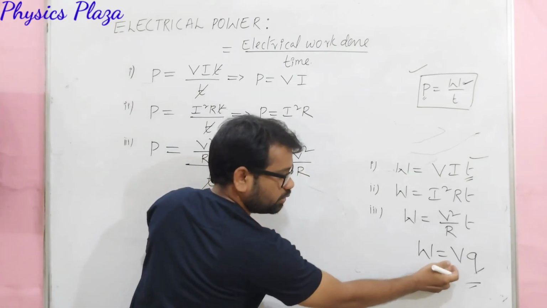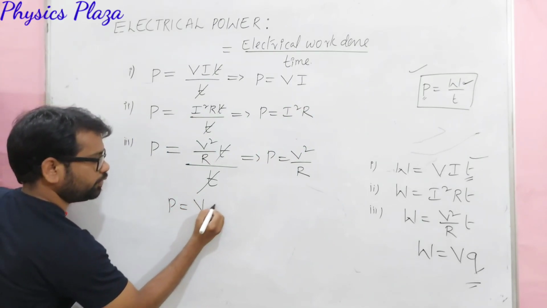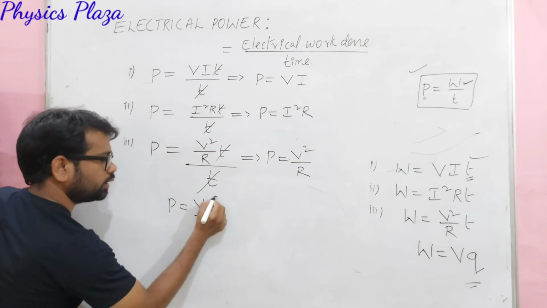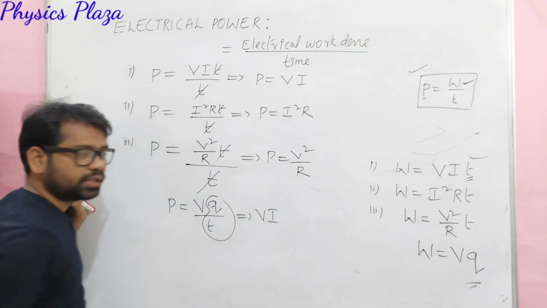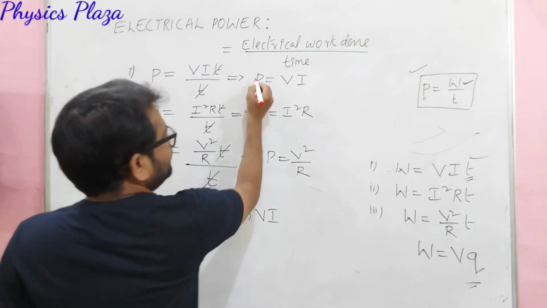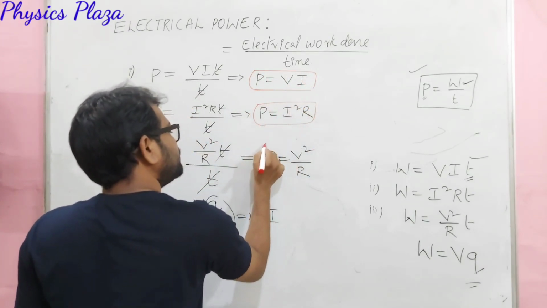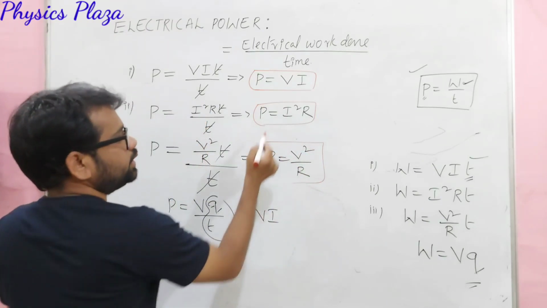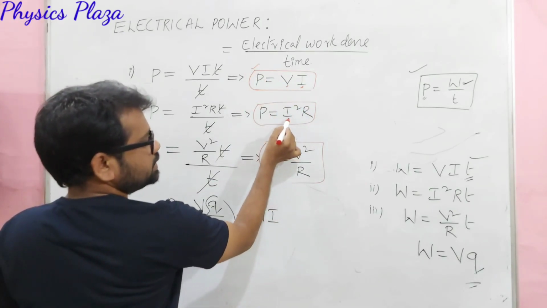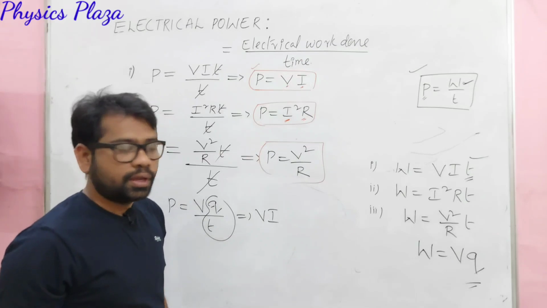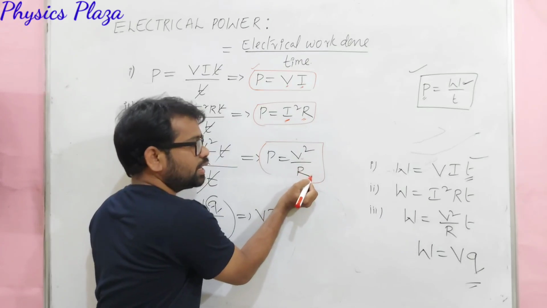For example, if you take W is equal to VQ, then P is equal to VQ by T. Anyhow, Q by T is I only, so we get the same expression, VI. Children, these are the three expressions to calculate electrical power. When potential difference and current are given, we use P equal to VI. When current and resistance are given, we use I square R. And when potential difference and resistance are given, we use V square by R.